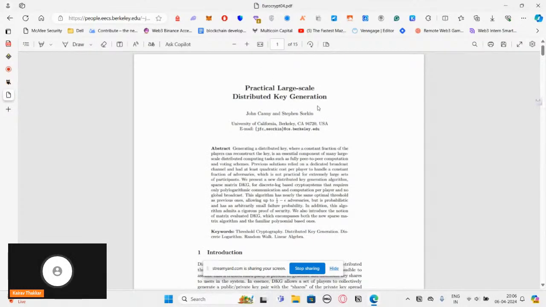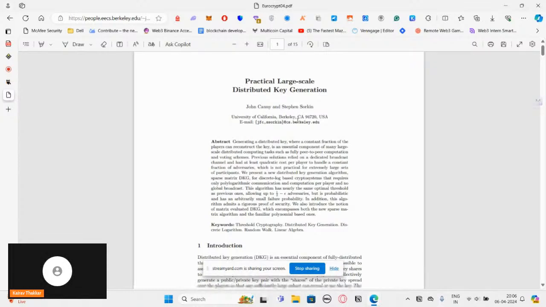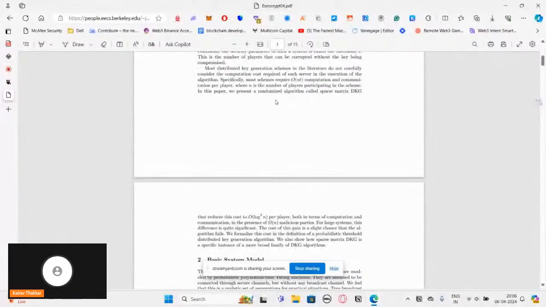So this is Practical Large-Scale Distributed Key Generation, a paper written by John Canny and Stephen Sorkin. They have presented a randomized algorithm called sparse matrix DKG and reduced this cost, which was basically Ω(nt), to Ω(log³ n). We are assuming the presence of sigma malicious parties. So this is something that you can explore.